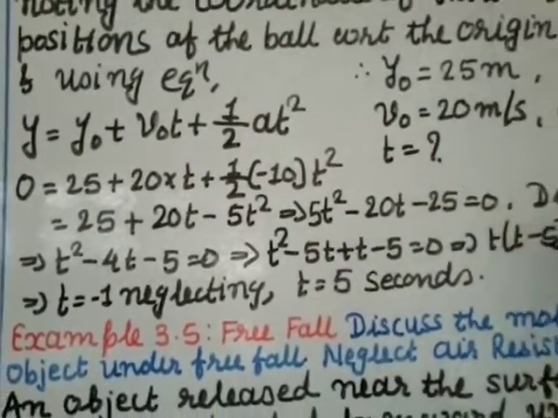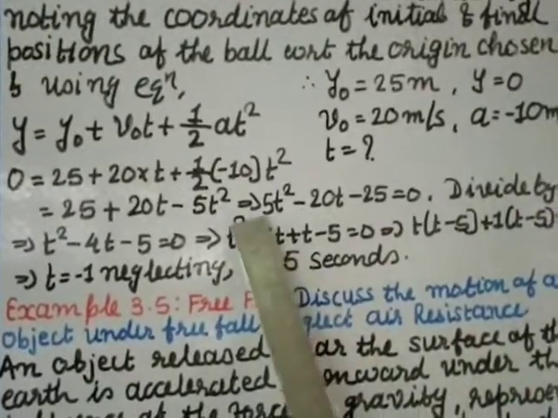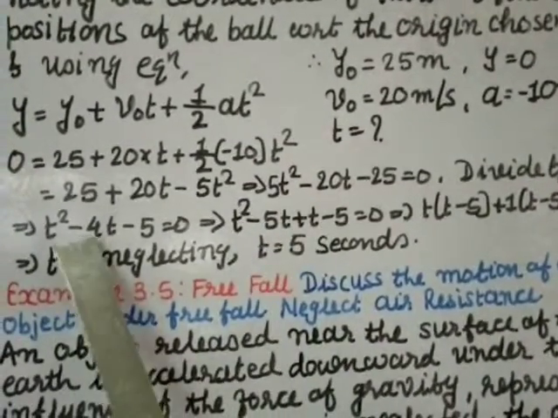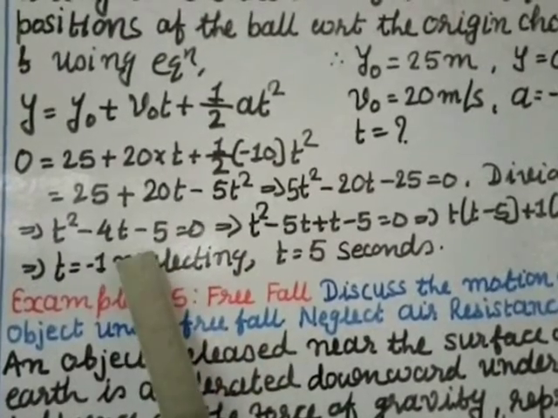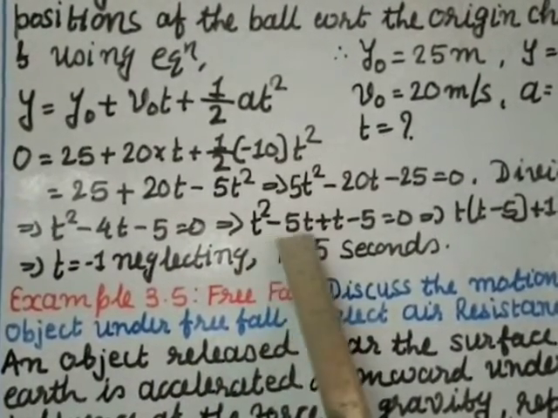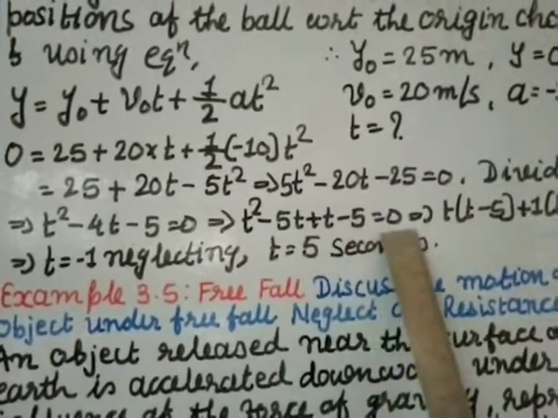Divide each term by 5. Okay, I am dividing each term by 5. So here you get t square, here minus 4t, and here minus 5 equal to 0. Now split the middle term. So it is t square minus 5t plus t minus 5 equal to 0.